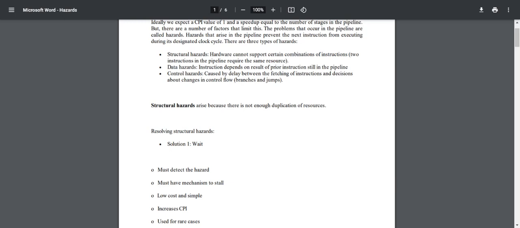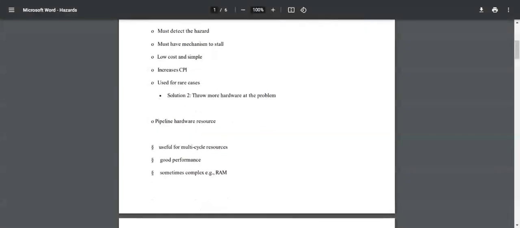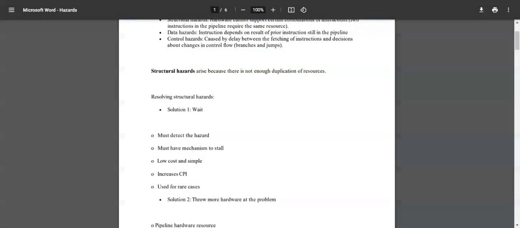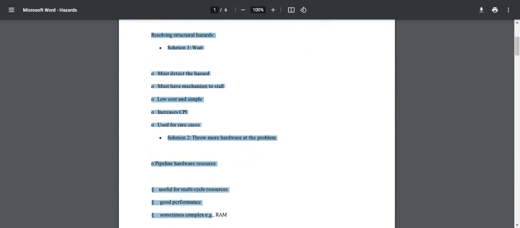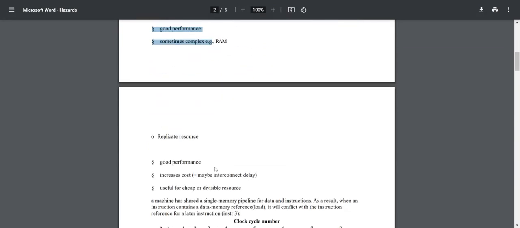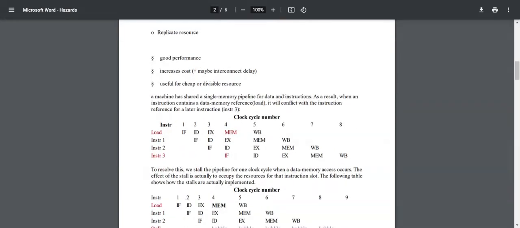So structure hazard, as we have mentioned before, arises because there is not enough duplication of resources, or in simple words, not enough hardware resources are available in your architecture. Then structure hazard might occur. So here something is mentioned about how you can solve the structure hazard. Before that, let us look into the structure hazard phenomena itself.